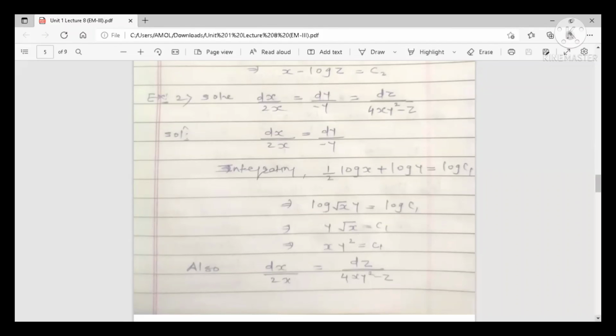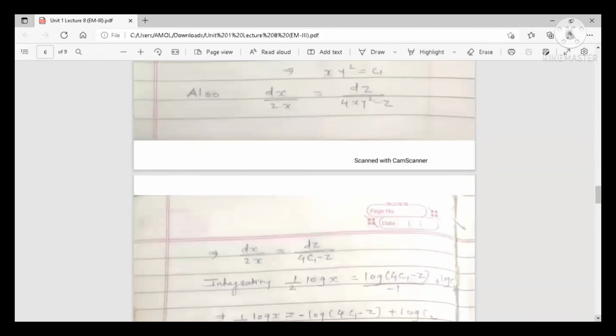You replace x y square by c1, then your term will be dx upon 2x is equal to dz upon 4c1 minus z. Now the variables are separated. All the terms of x are in the LHS and all the terms of z are in the RHS. It is in variable separable form, so you just integrate it. Integrating, 1 by 2, constant. What is the integration of 1 by x? It is log of x is equal to the RHS term.